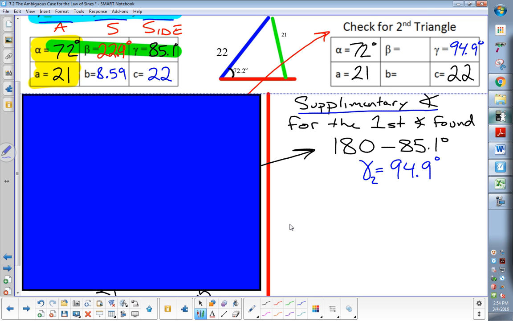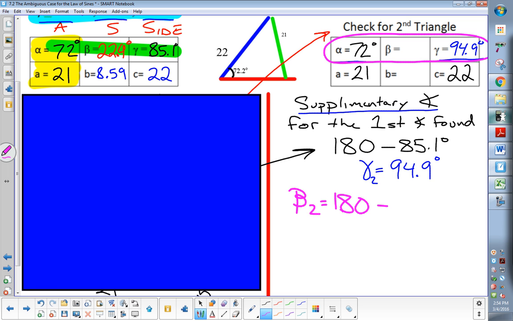Oh, alpha's 72 and gamma's 94.9. What could I solve for next? Beta. I can solve for beta real easily. Beta sub 2 is going to be equal to, well, these three angles have to add up to 180. So 180 minus 72 minus 94.9. Those are the two angles you're subtracting. Don't look back at that first triangle at all. We don't care about that stuff.